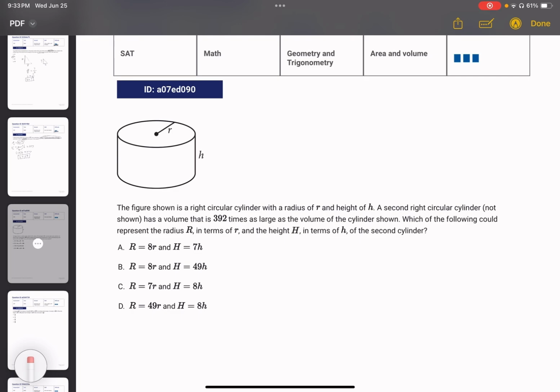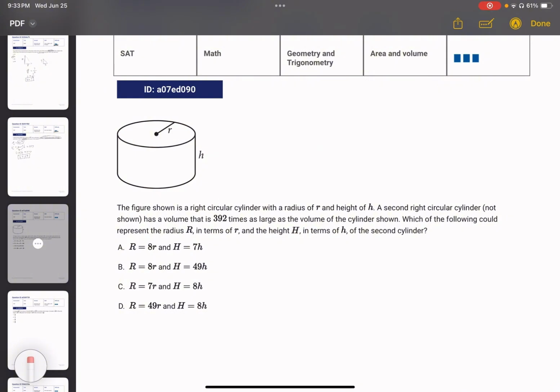Okay, last problem for the day. The figure shown is a right circular cylinder with a radius of r and a height of h. A second right circular cylinder not shown has a volume that is 392 times as large as the volume of the cylinder shown. Which of the following could represent the radius big R in terms of r and the height big H in terms of h of the second cylinder?